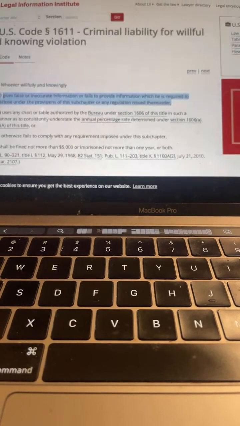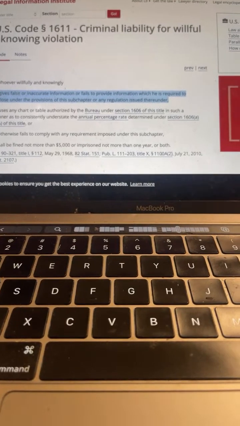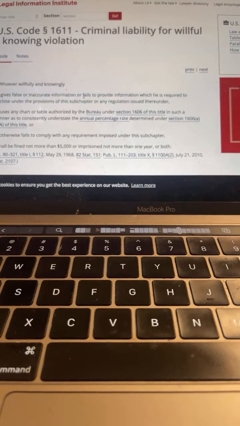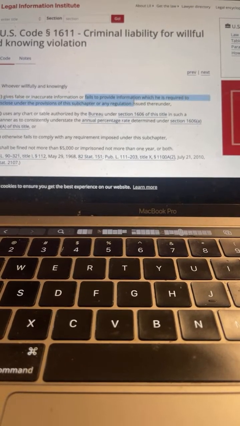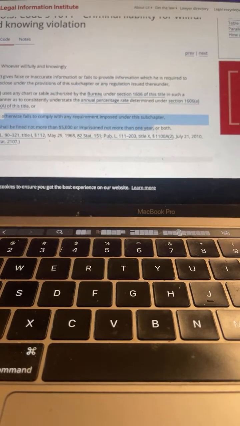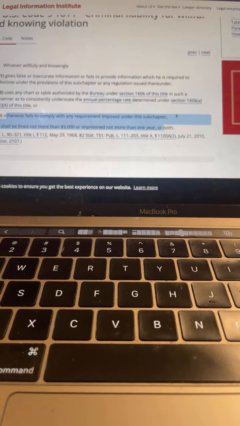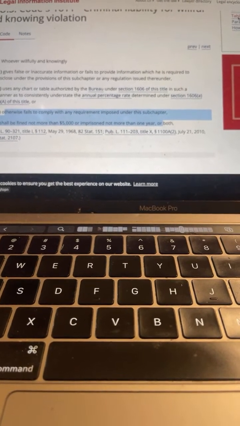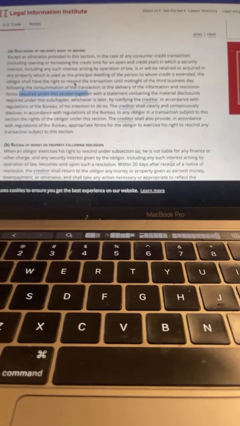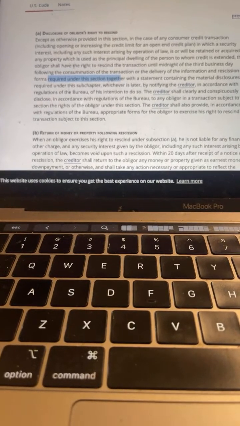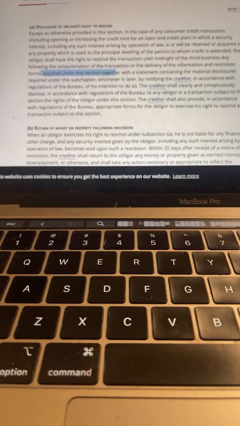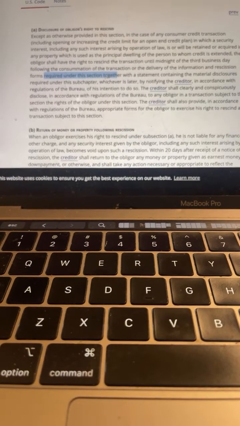And this also goes hand in hand with 15 USC 1611, because whoever willfully and knowingly gives false or inaccurate information, or if they fail to provide information which he's required to disclose under this section, they can be fined $5,000, or they can be in prison more than 1 year, or both. So we're not just talking about getting remedy, but people can actually be in prison as well, for knowingly and willfully withholding documents and forms which they're required under this section. This is truth in lending.